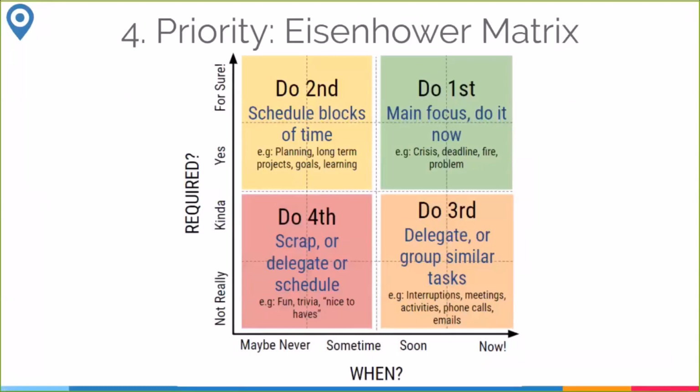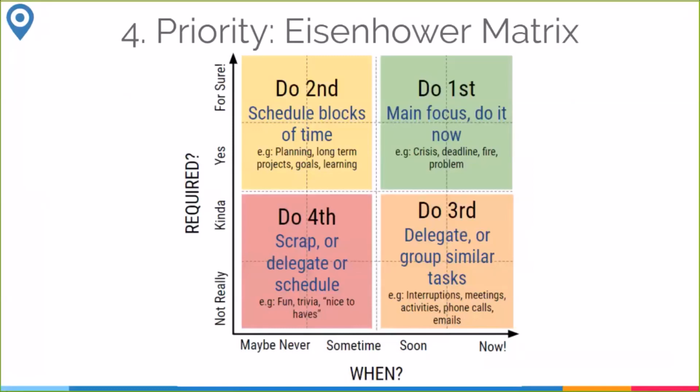So as you can see along the bottom, it's almost a scale of when is this needed. This is the urgency, all the way from maybe never, sometimes, to it's needed soon, and it's needed right now. And then the y-axis is whether it's a task that's really required or not. Everything from it's not really required, it's kind of required, yes, it's required, oh yeah, it's for sure required. Again, splitting into quadrants.